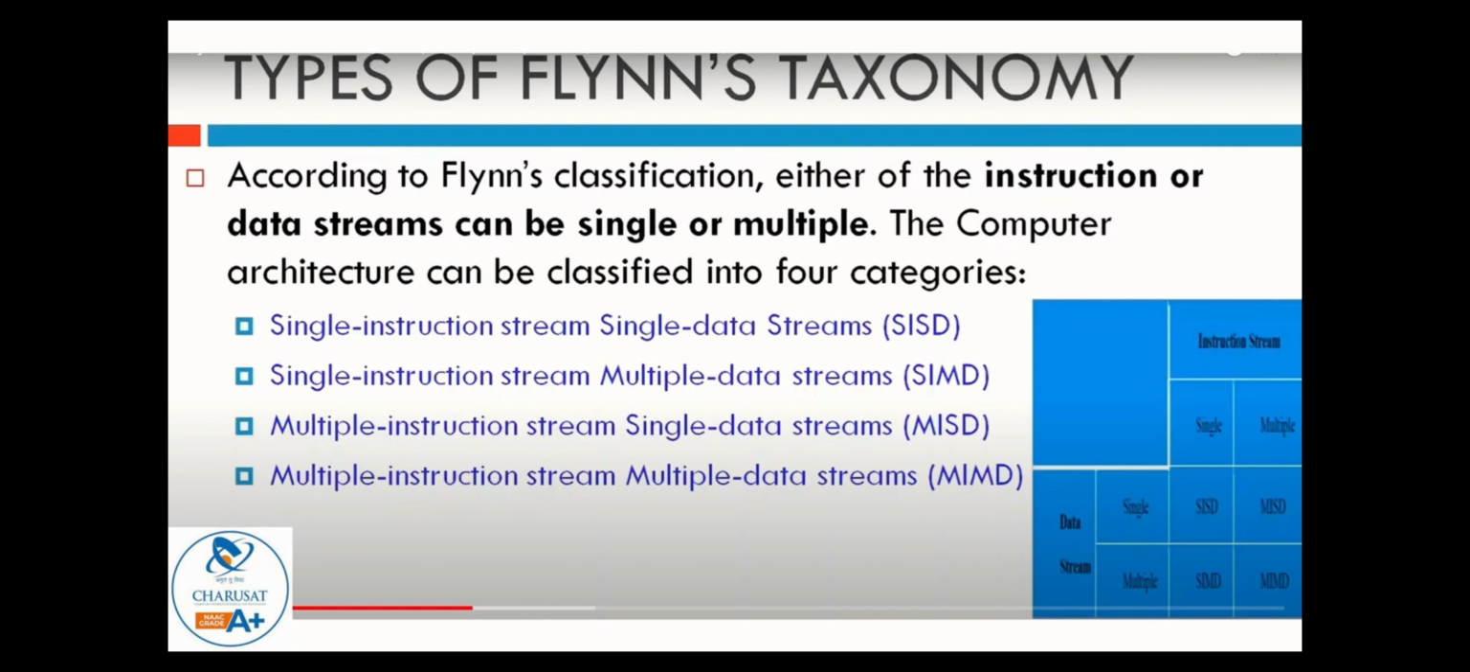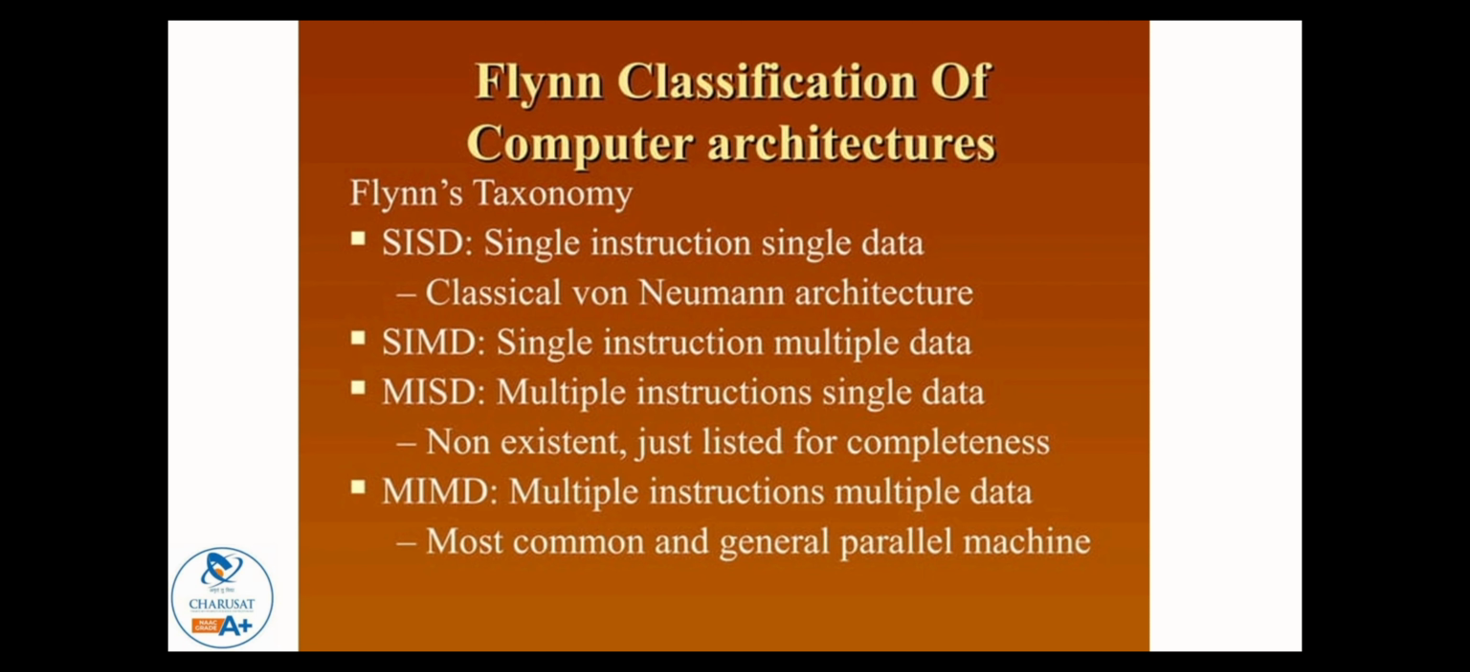So basically there are four types in Flynn's classification. According to Flynn's classification, either of the instruction or data streams can be single or multiple. The computer architecture can be classified into four categories: single instruction stream single data stream, single instruction stream multiple data stream, multiple instruction stream single data stream, and multiple instruction stream multiple data stream. In this diagram, you can see single and multiple instruction and data streams. So there are four classifications of Flynn's taxonomy.